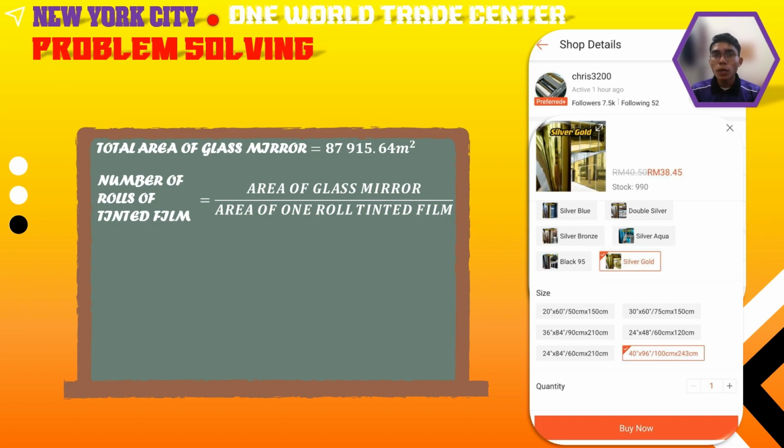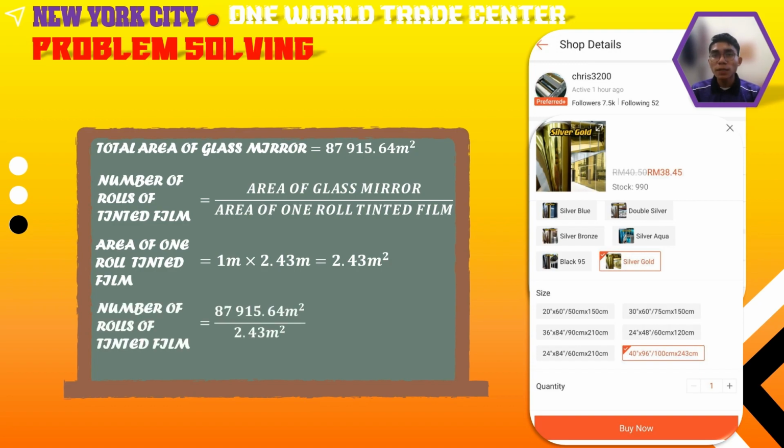So, the area of a roll of tinted film in meters is 1 meter multiplied by 2.43 meters, which equals 2.43 square meters. So, the number of rolls of tinted film required is 87,915.64 square meters divided by 2.43 square meters, which equals 36,179.2757 rolls.